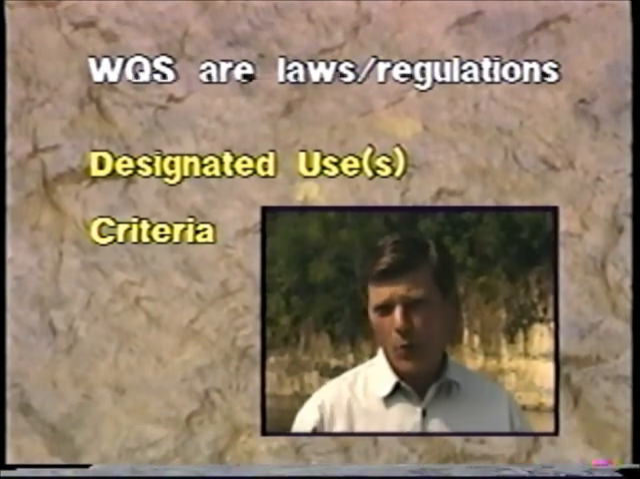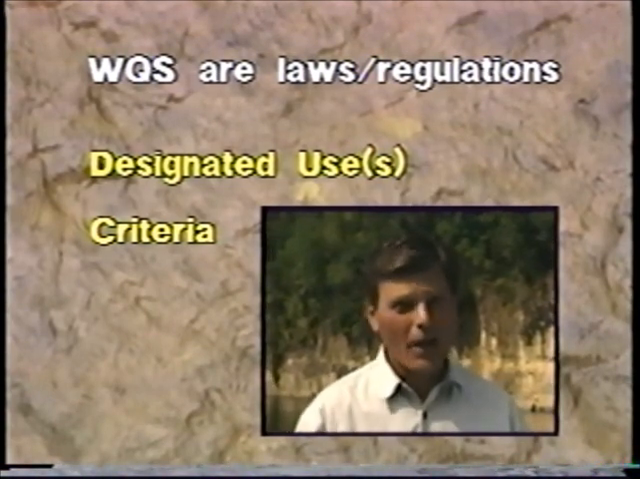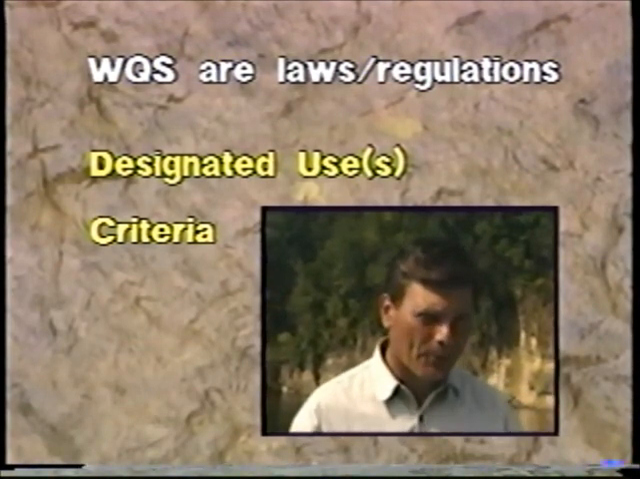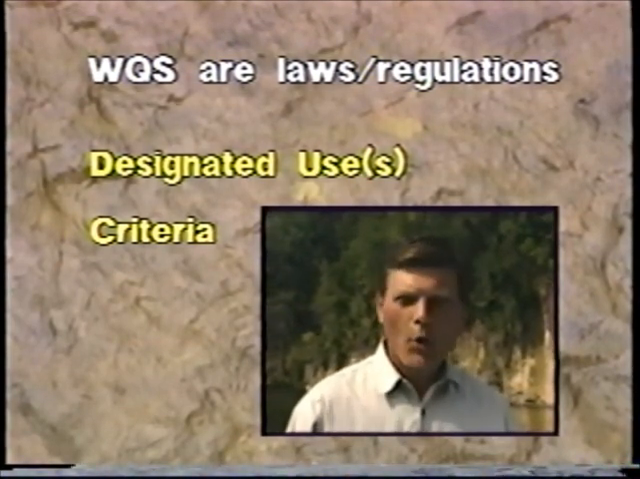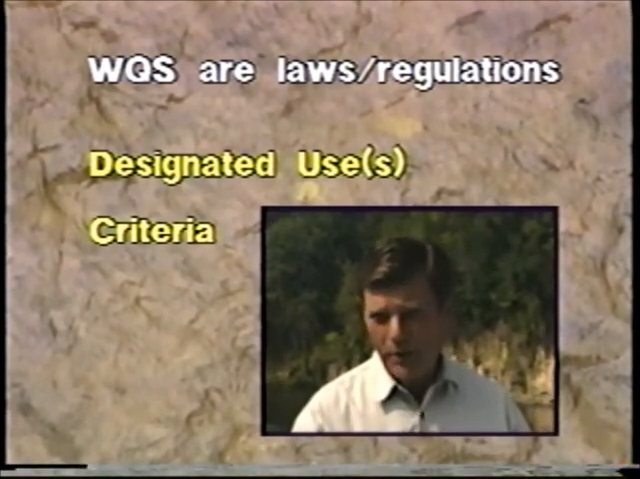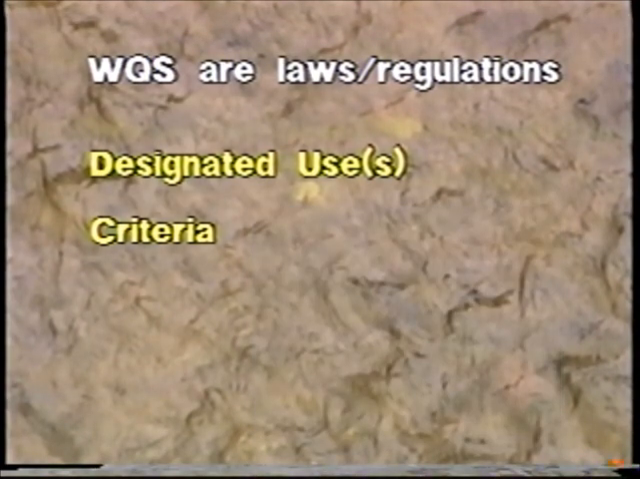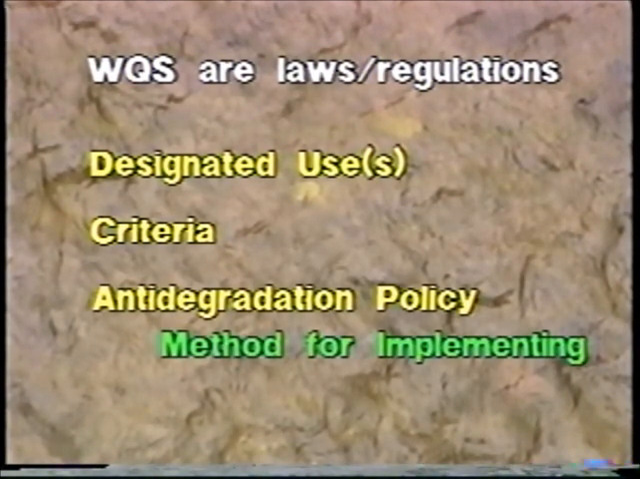Criteria are limits or carefully defined guidelines on a particular pollutant or on the conditions of a water body that are designed to protect and support a use. When criteria are met, water quality is at a level to protect designated uses. Water quality standards also contain an anti-degradation policy and a method for implementing it. The anti-degradation policy sets minimum requirements which conserve, maintain, and protect existing uses and water quality.